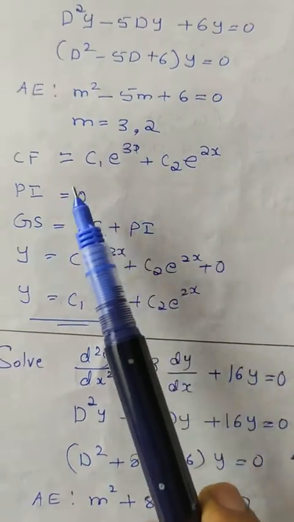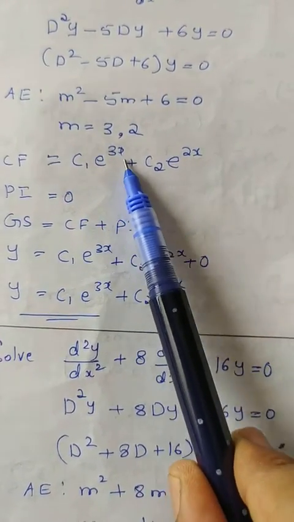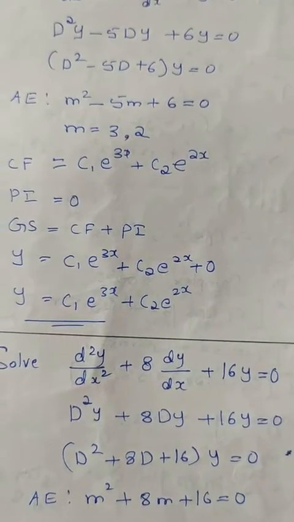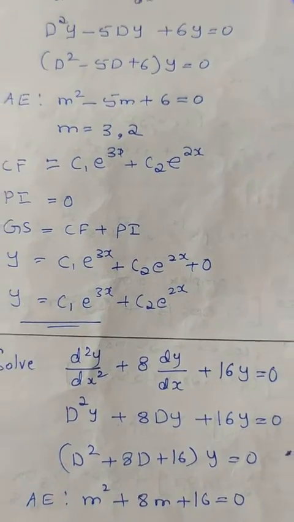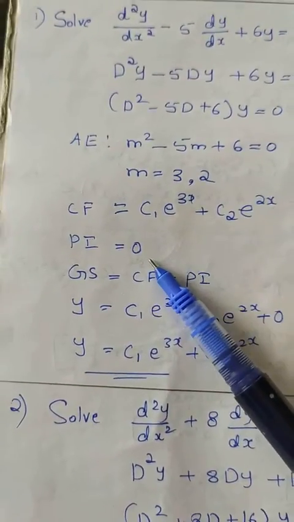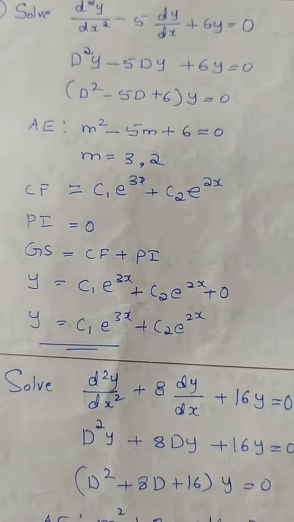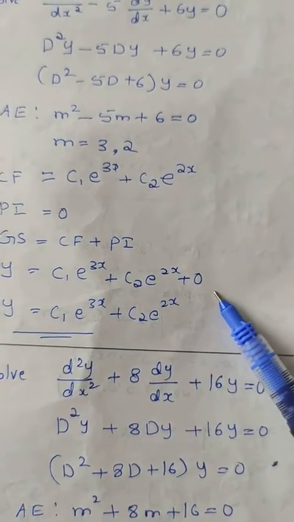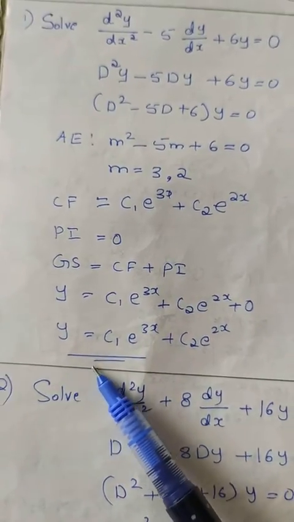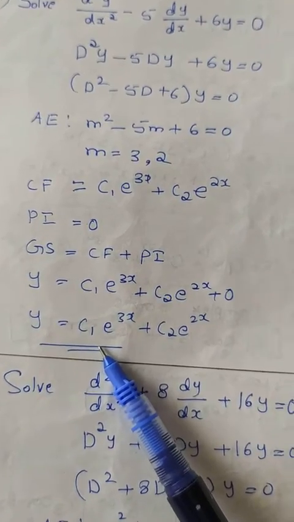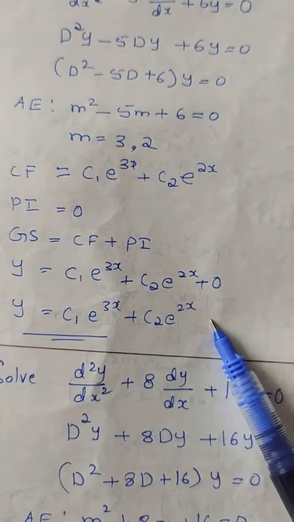Okay, case 1. Now write the CF: C1 e power 3x plus C2 e power 2x. PI is 0 because the RHS is 0. General solution is CF plus PI. Write the CF and PI is 0. General solution is y equal to the CF itself, C1 e power 3x plus C2 e power 2x.